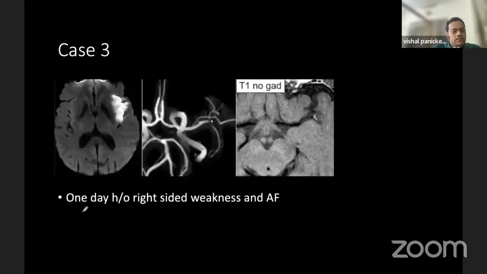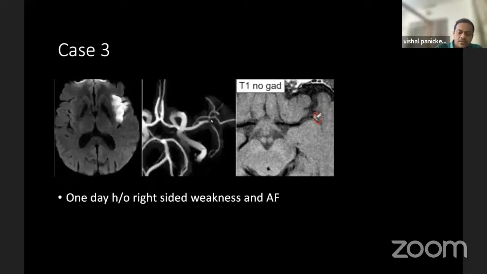This is a patient with right-sided weakness, and she has atrial fibrillation also. The MR imaging shows a left-sided tertiary infarct, and the MR angio also shows an M1 cutoff. And this is the vessel wall imaging. This is a non-contrast vessel wall imaging showing a hyperintensity, that is a vessel wall abnormality, at the Sylvian fissure.